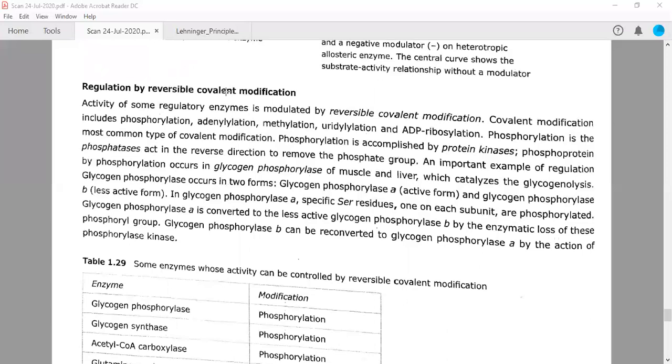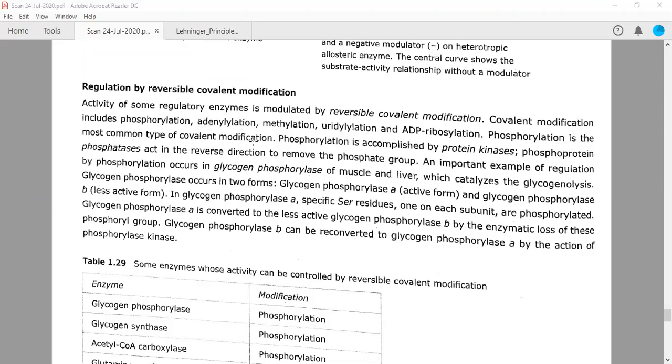Regulation by reversible covalent modification. This is the second type. Because this is reversible covalent modification, some covalent bond will form, but they are all reversible. That's how these allosteric enzymes can be regulated. The activity of some regulatory enzymes is modulated by reversible covalent modification, as we will discuss in some examples. Covalent modifications include phosphorylation, for example over serine, threonine, and tyrosine, adenylation, methylation, uridylation, and ADP ribosylation.